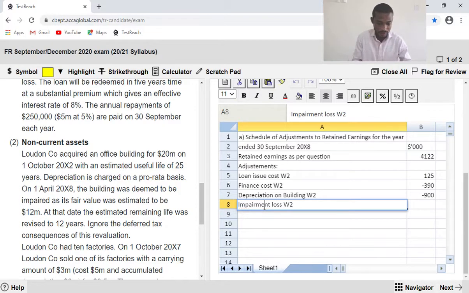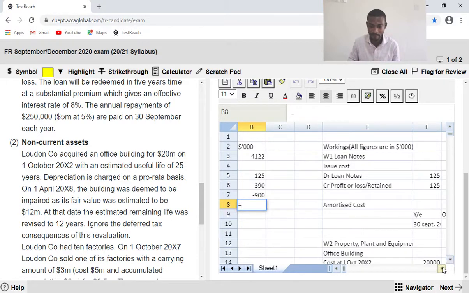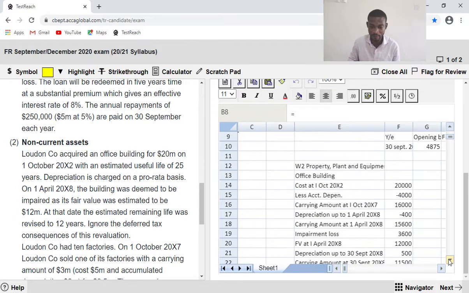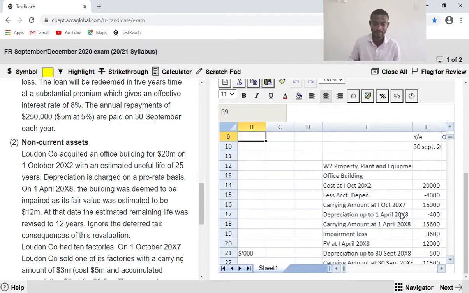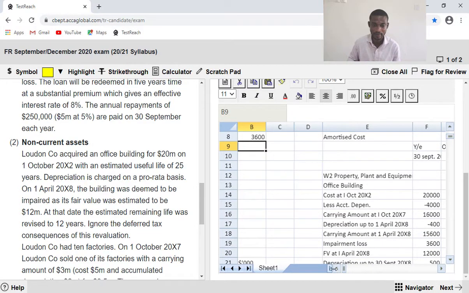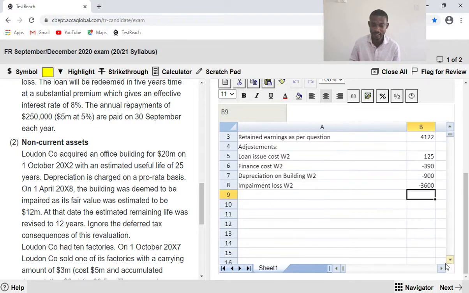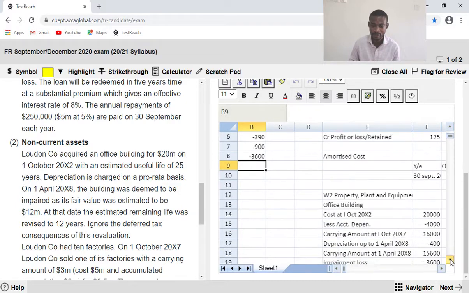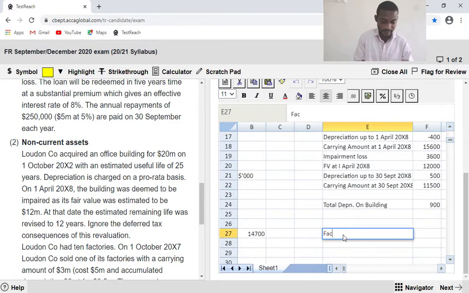So I'll come here and say, you know what, let's go and pick it from the workings, the impairment. I'm going to pick it quickly, which is this figure here, and say enter. Now when I go back, I'll say again, this figure should be negated because it is a loss. So I'll put a minus here. There you have it. Now, I can now go down to the workings and complete it with the office, the factories. So I'll say the factories.